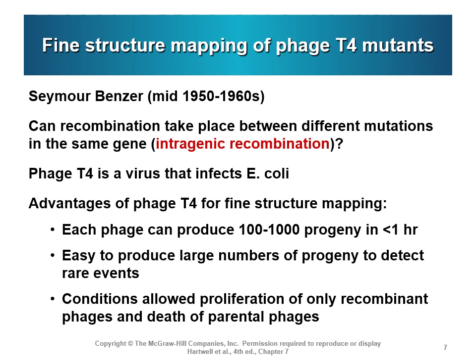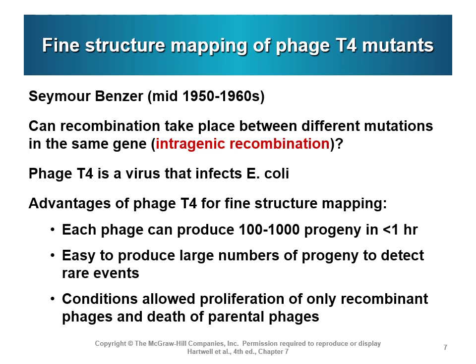So, fine structure mapping of phage T4 mutants. Benzer's work was fundamental to determine whether recombination can take place between different mutations in the same gene, intragenic recombination. And if you remember from the previous classes where we talked about recombination, the closer the genes were, the fewer were the occurrences of the recombination.